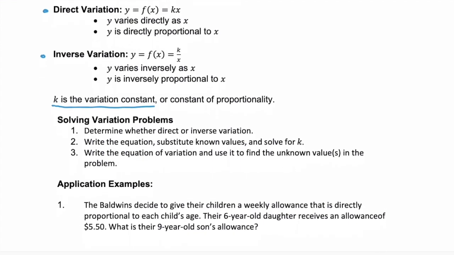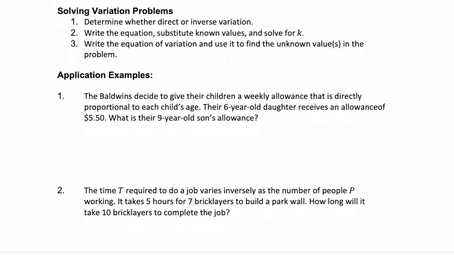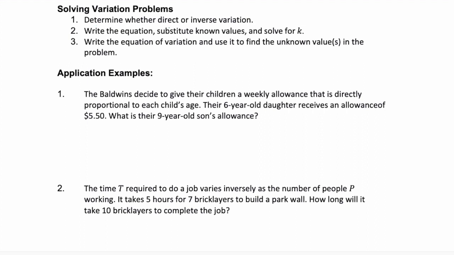So, the steps you're going to use to solve variation problems. Step 1, determine what type of variation you have. So look for your key words. Step 2, write the equation, substitute the values you know, and solve for k. It is rare that k will be given to you. They'll tell you some points, and you need to find k and then use that to create your function. And then step 3, write the equation of variation and use it to find the unknown value or values in the problem. Ready? Here we go.